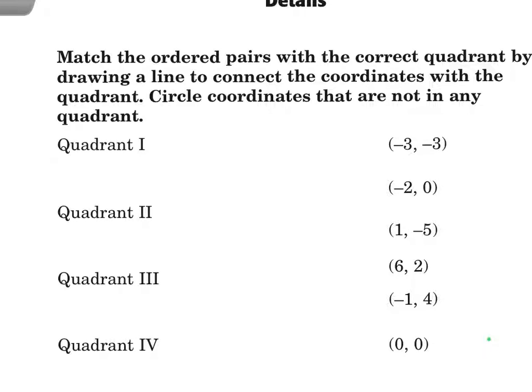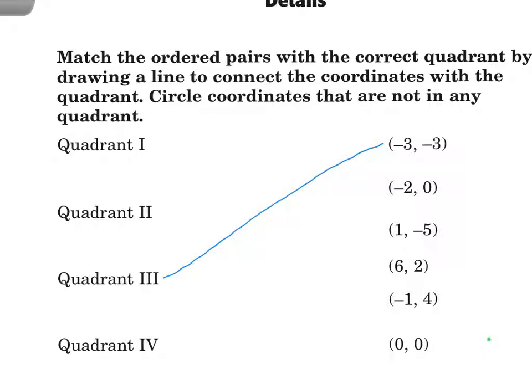Match the ordered pairs with the correct quadrant by drawing a line to connect the coordinates with the quadrant. Circle coordinates that are not in any quadrant. So the first point that we have is -3, -3. And if you look back to your notes from the previous video, we know that coordinates that have a negative x and a negative y value are found in quadrant 3.